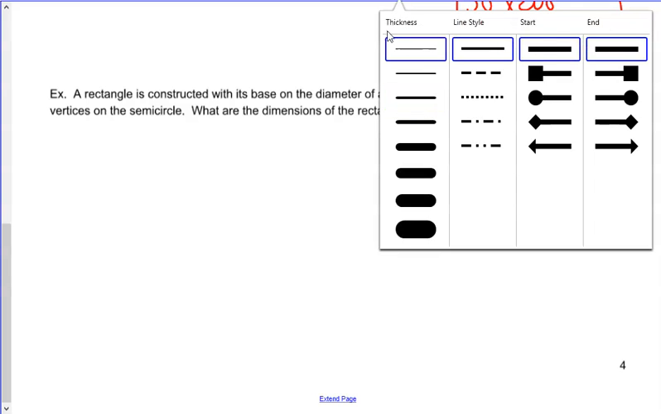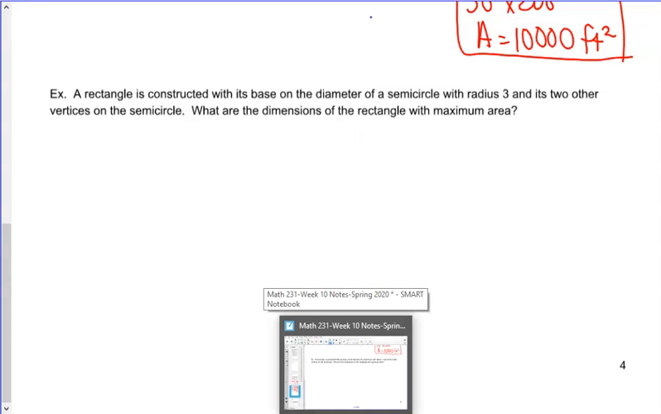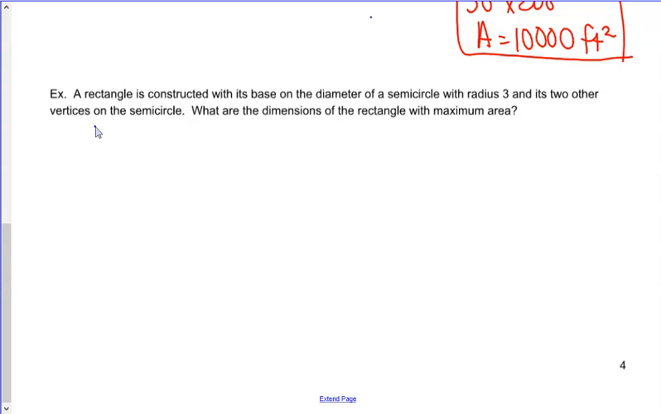All right, I want to change up the color a little bit. Let's go to blue. We have a rectangle this time that is constructed with its base on the diameter of a semicircle that has a radius of 3 and its 2 other vertices on the semicircle. What are the dimensions of the rectangle with a maximum area? Again, we're maximizing area of a rectangle. So I'm going to say area is equal to x times y again. That's going to be our formula.